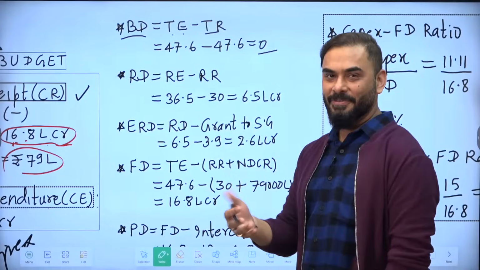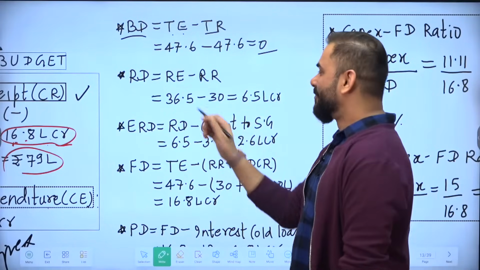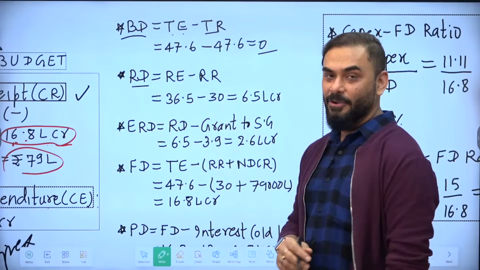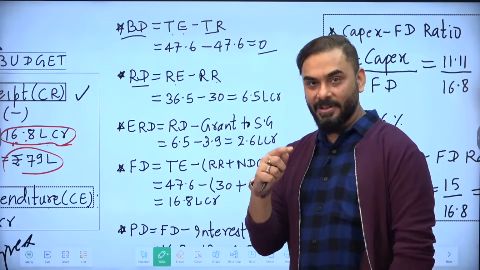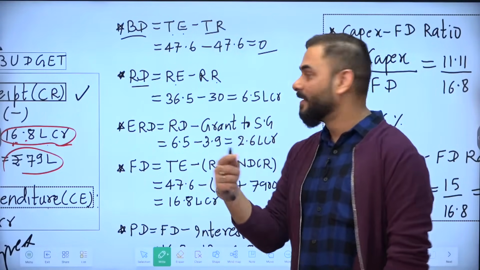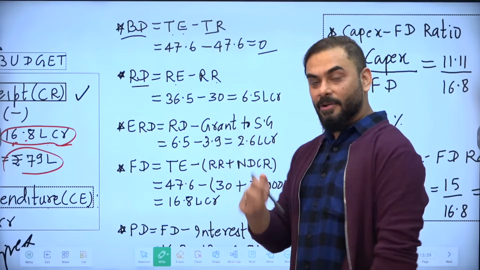Now, of course, government of India will balance everything out. So now what is revenue deficit? Revenue deficit is equal to revenue expenditure minus revenue receipt. So whatever government of India spends on a regular basis, and what is the regular source of income.